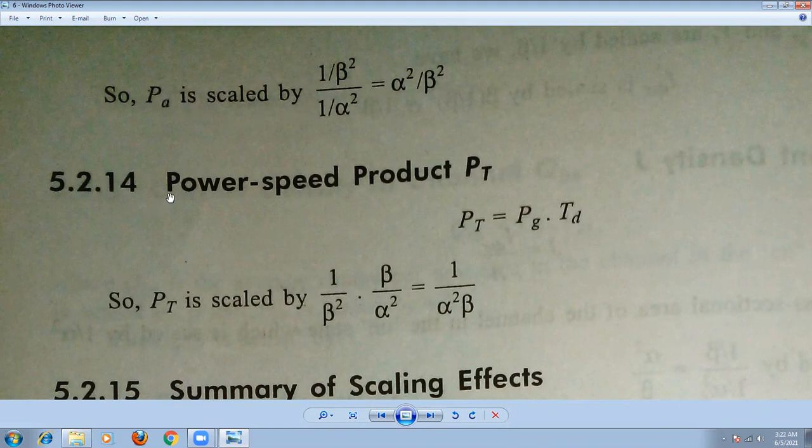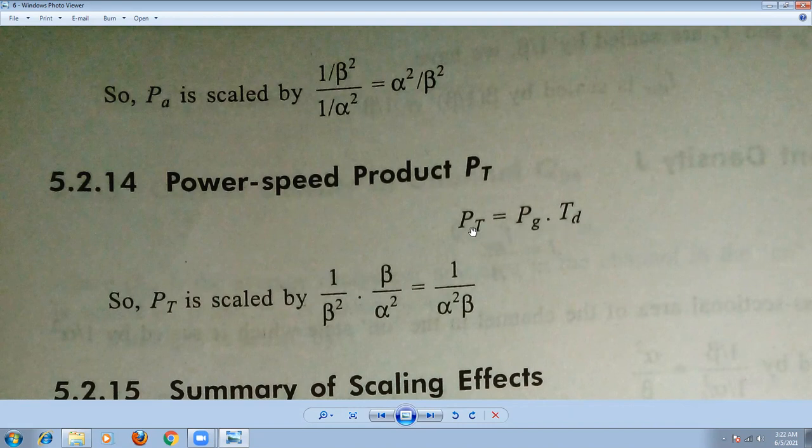Similarly, the last one is called the power speed product, the product of power and speed, that is, power and delay. Power means you can consider the total power. The power dissipation is equal to the power dissipation per gate multiplied by the delay. The speed product depends upon the delay.